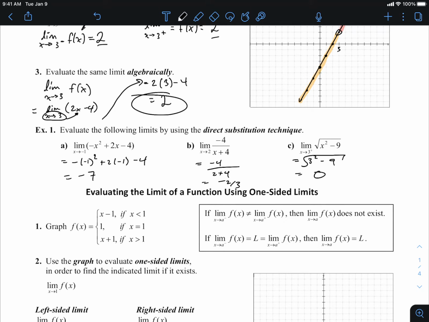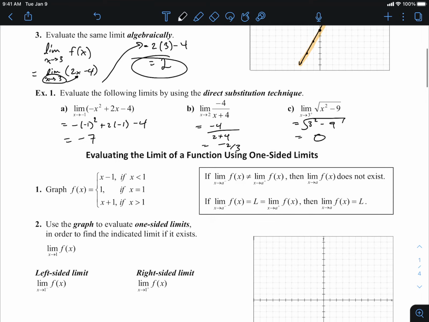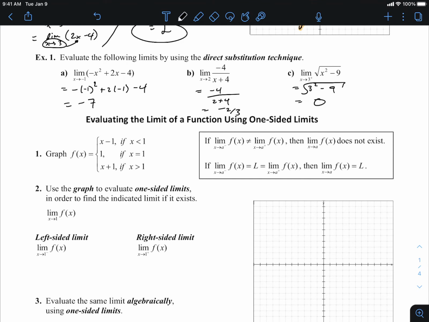Now, we're going to take a look at some more interesting questions here. These are what we call piecewise functions. And we're going to use this notion of one-sided limits to help us deduce whether or not something is continuous at a particular x value.